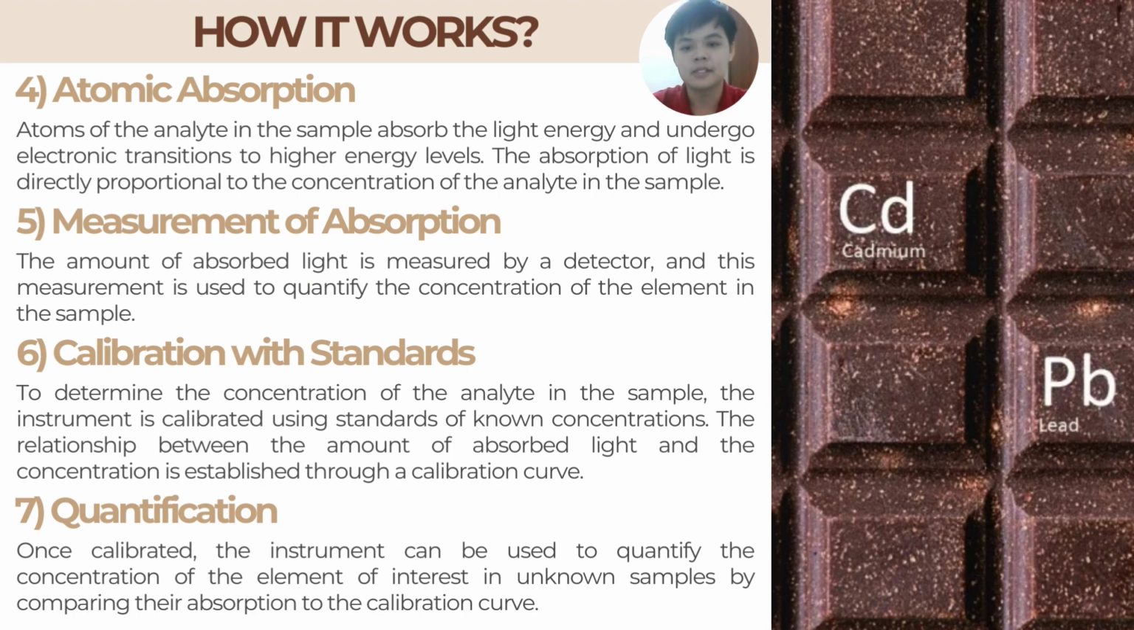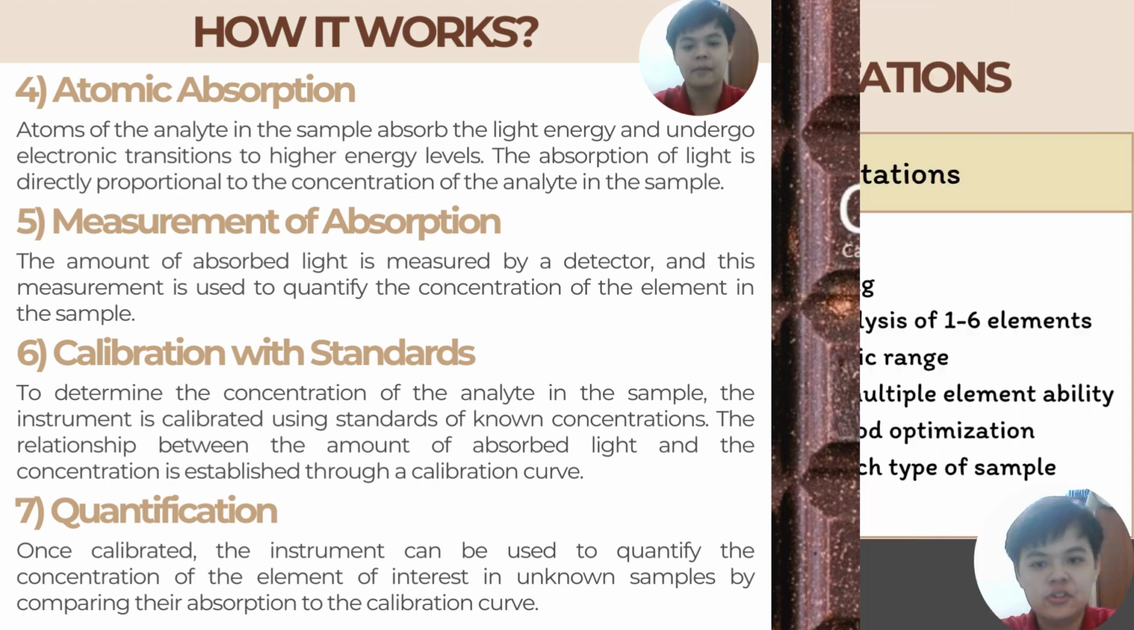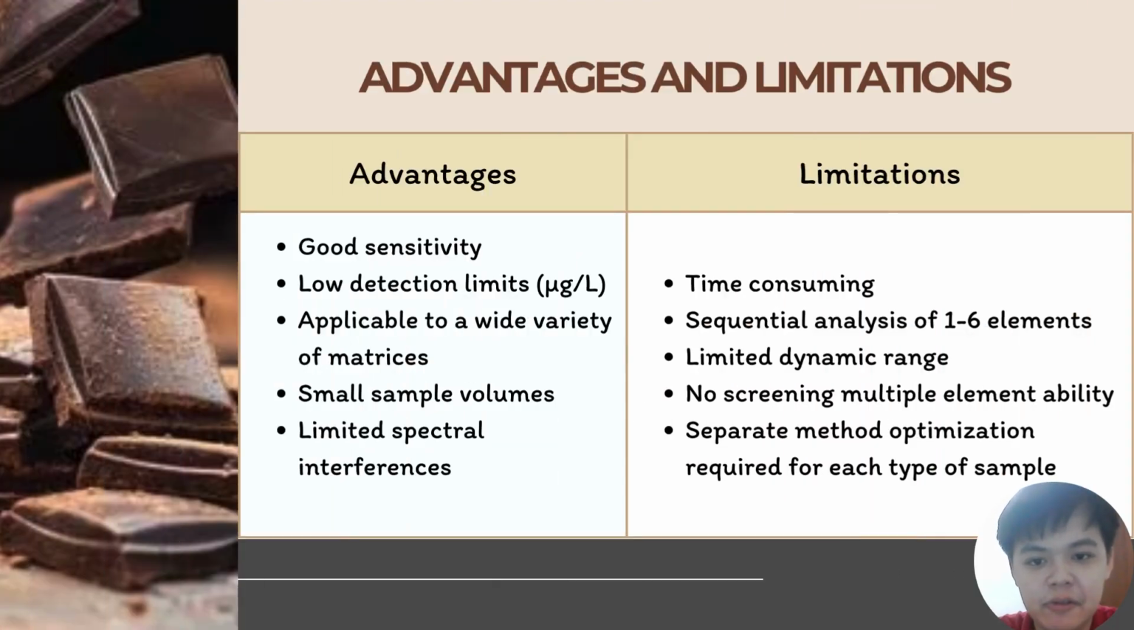The amount of absorption is a measure of the concentration of the element of interest in the sample solution. Concentration can be derived after calibrating the instrument with standards of known concentrations. GFAAS is recognized for its good sensitivity, allowing the detection of trace amounts of elements with high precision. The technique achieves low detection limits, making it suitable for the analysis of samples with low concentration. It is versatile and can be applied to diverse sample matrices, including liquids and solids.